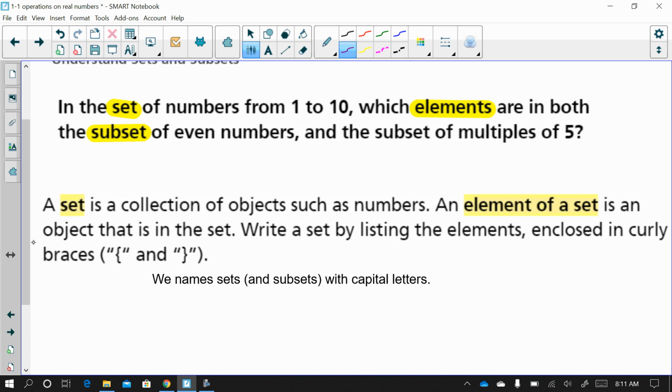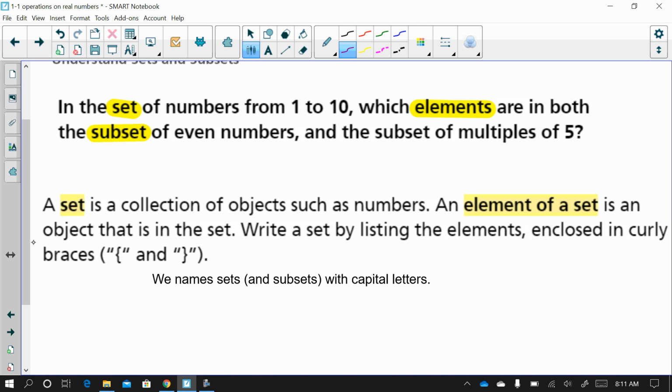First thing I should probably say is, what is a set? A set is a collection of objects such as numbers. So a set of numbers 1 to 10, you just list the numbers 1 through 10. An element of a set is an object that is in that set. If I'm looking at the set 1 to 10, an element would be 2. Another element could be 7, something that's in there. We write a set by listing the elements enclosed in curly braces. I typically like to name my sets because it helps keep it straight, so we name sets and subsets with capital letters.